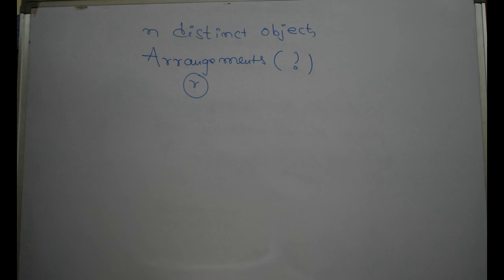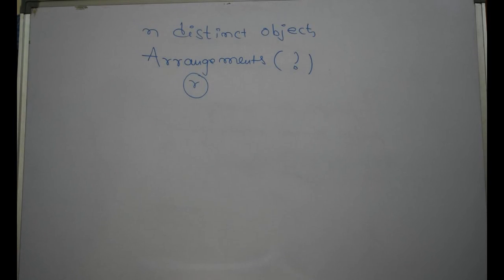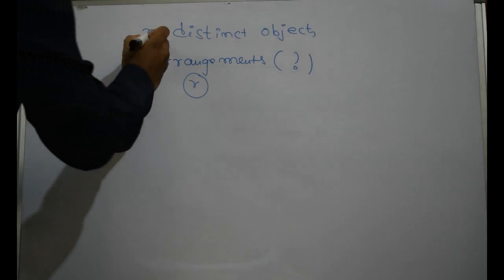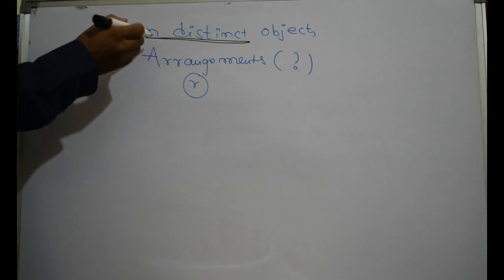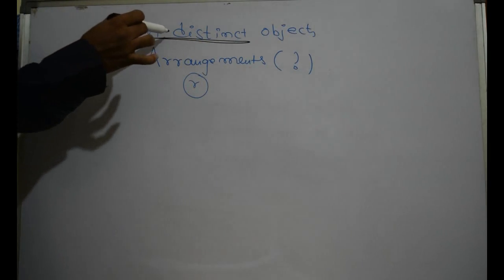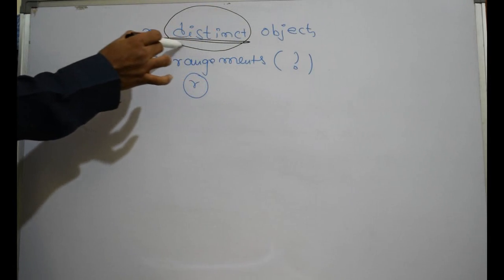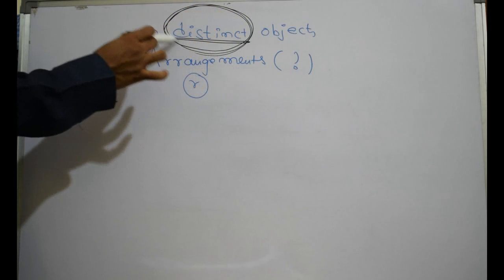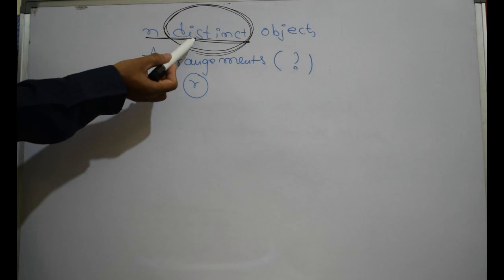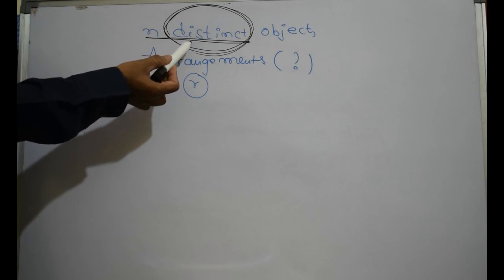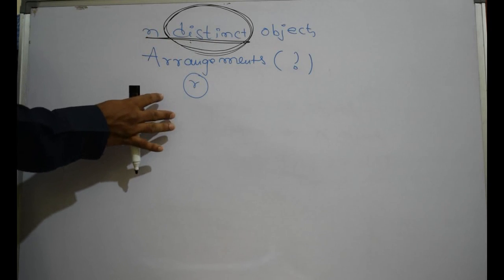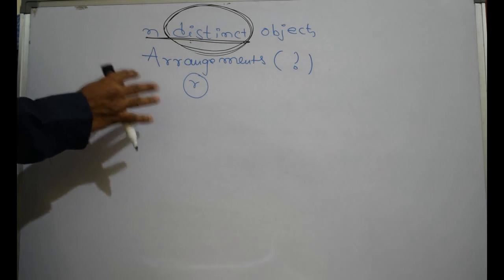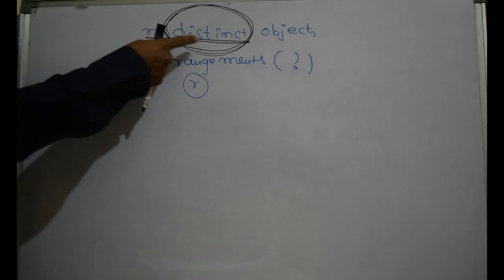Now you see here the use of the fundamental principle of multiplication. Here we apply the fundamental principle of multiplication. Now, how many objects are given to us? N distinct objects. Once again I want to stress this word distinct. The formula I am going to derive now will be used whenever the given objects are distinct only. If the given objects are not distinct, we cannot use the formula which we are going to derive now.